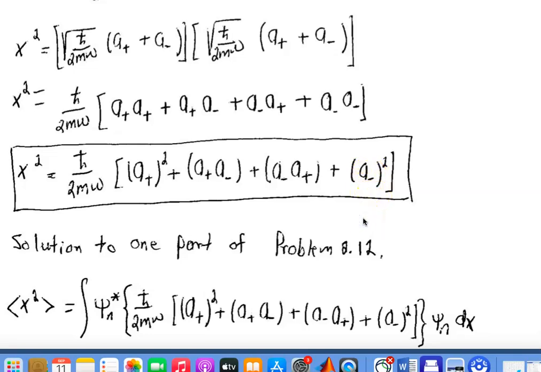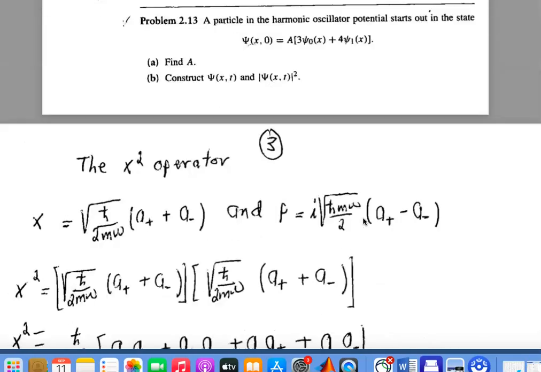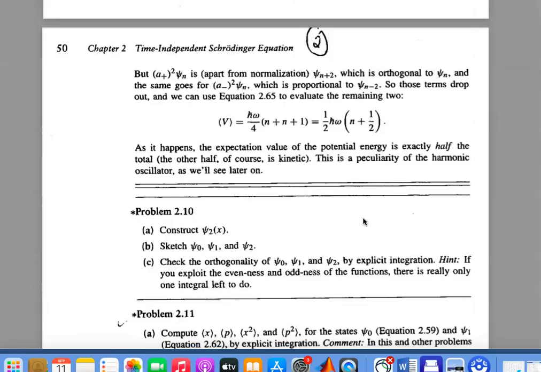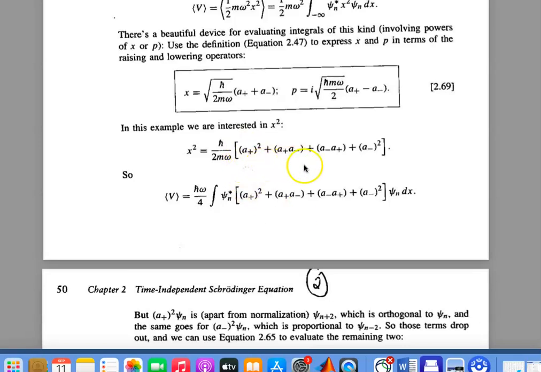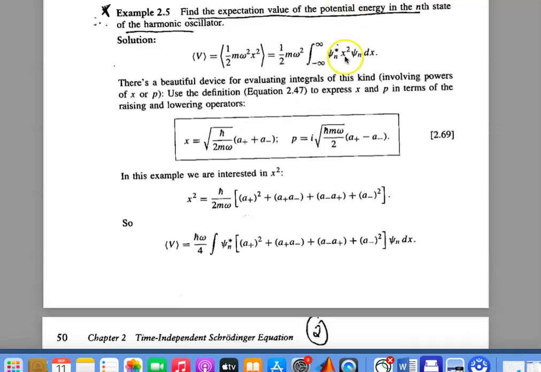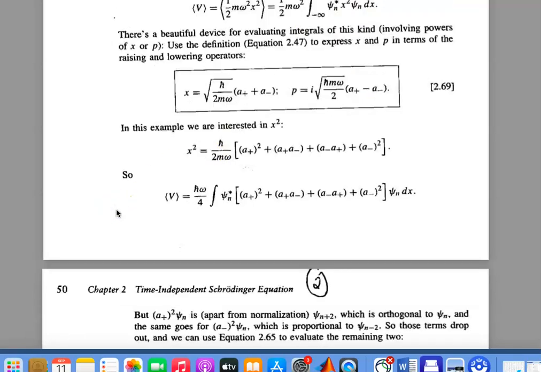Now you can use this back in the example that we're working on. You bring this and put it into the expression for x squared. When you do that, the expectation value of V becomes h bar omega over 4. This 1/2 times that 1/2 gives you the 1/4. Then the integral of psi sub n star times the quantity of these operators in between.